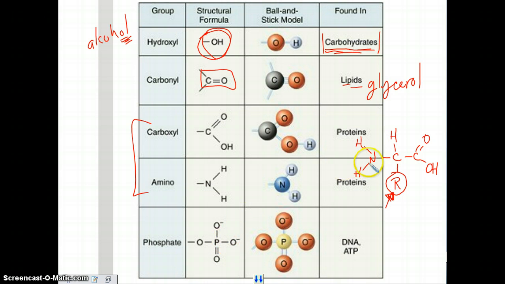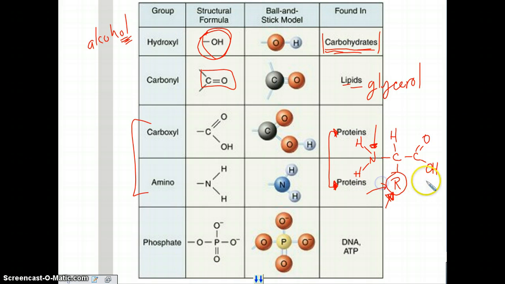Now, sometimes you'll be shown just this structural formula here. If you see nitrogen, you know it's a protein. Okay, nitrogen is a big giveaway for proteins. Nitrogen is also found in the nitrogenous bases, obviously, but if you see this particular structure where you have a carboxyl group on one end and an amino group on the other end, you know it's an amino acid.